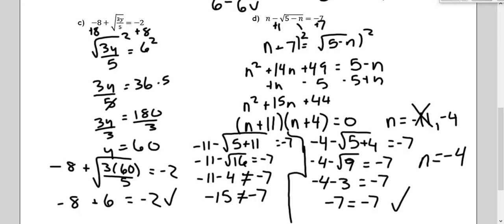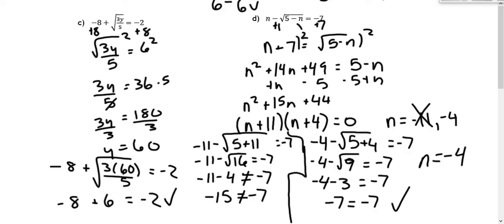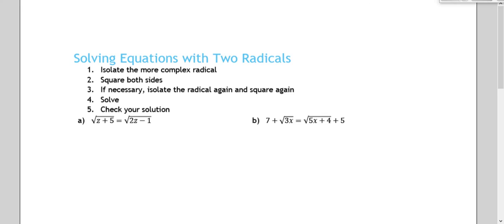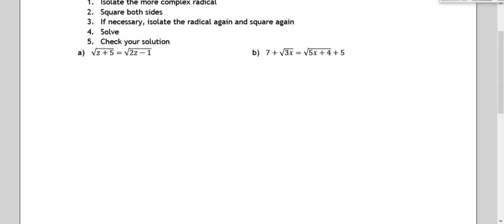Now, our last part of this unit is solving equations with two radicals. It's essentially the same, but you have to decide which one is more complex, and you might have to square more than once. So the first one is easy because they're both just two radicals. We're going to square both sides. This gives us z plus 5 is equal to 2z minus 1.